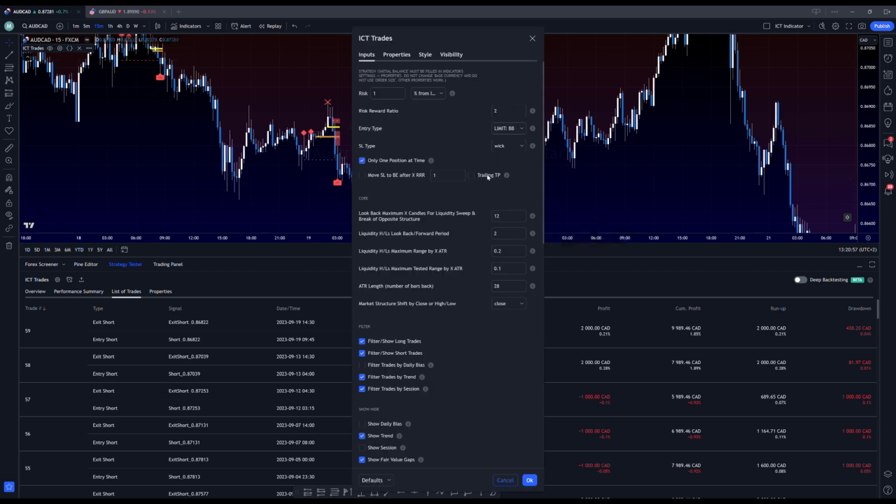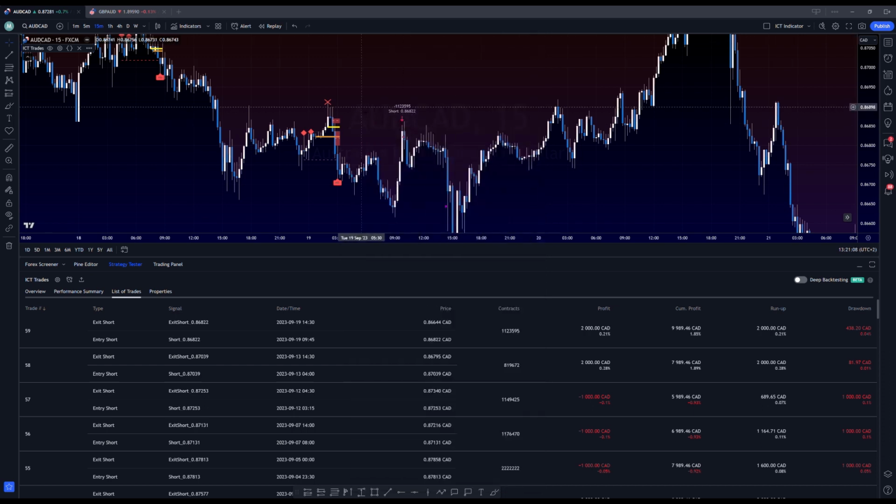And you can also check this trailing take profit, which means that the original take profit will be removed, set by this risk-reward ratio setting, and it will close only when this moving stop loss is hit.